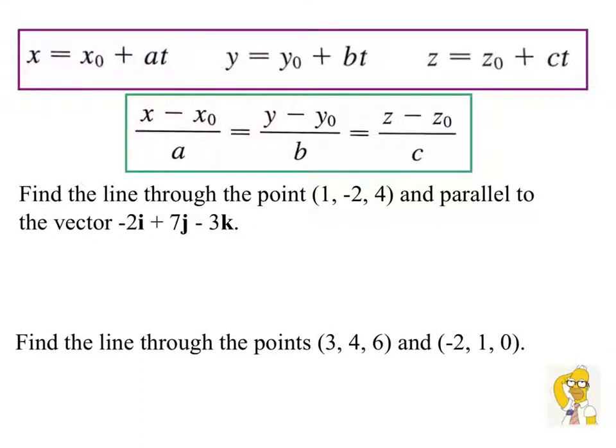So I want to quickly talk about starting to work towards actually coming up with three-dimensional equations. I want to talk about lines in three-dimensional space, and maybe the easiest way to write lines.